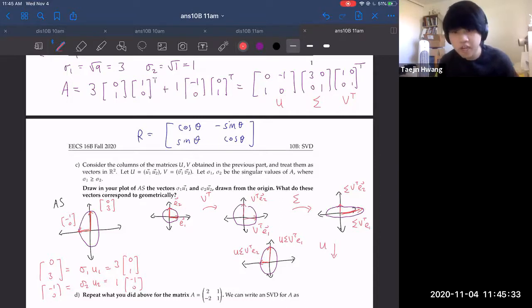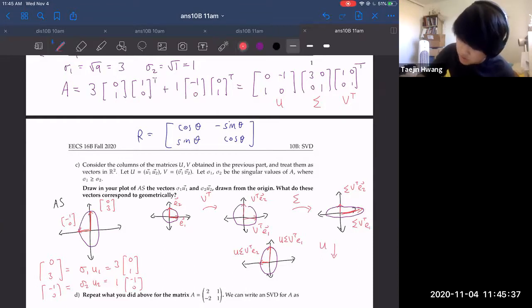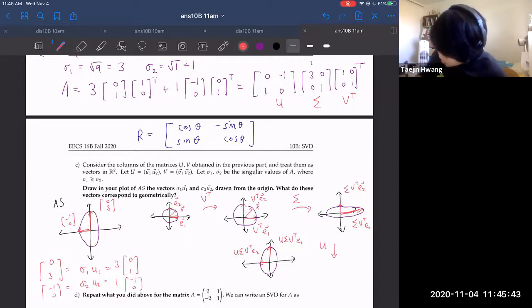And if we were to do it with any vector X, we would just follow the same process. If X, let's say, were some vector like this, then X would follow the same journey. All right, any questions about what's gone on in this geometric interpretation here?